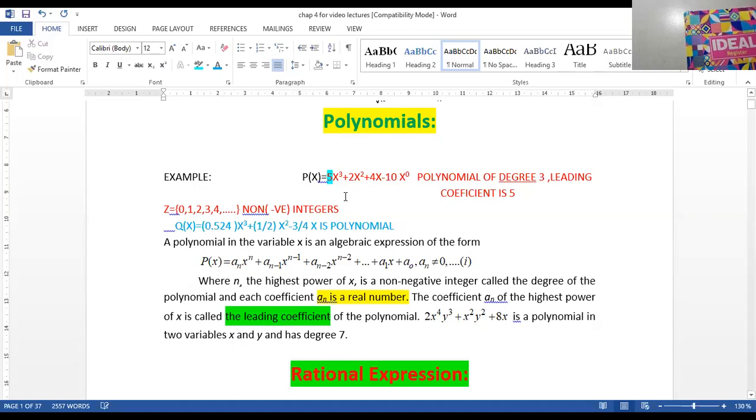Now, if we come back to the topic, this is about 2x^4 y^3, a polynomial in two variables. You can see that x and y, two variables, are being used, and all the variables have non-negative integer powers: 4, 3, 2, 2, and 8x to the power 1. This algebraic expression contains two variables, x and y. Even I told you when I was writing on the page that you can take even three variables, x, y, z as well. So it is a polynomial with two variables.